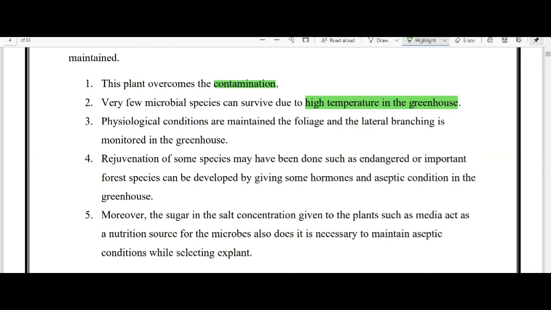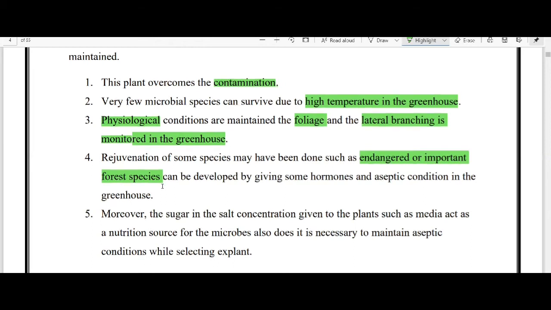Physiological conditions are maintained. Conditions like temperature and humidity are all maintained in the greenhouse. So the foliar growth and the lateral branching are also very high, or up to the mark, in the greenhouse. Rejuvenation of species may be done, such as important endangered species or important forest species can be developed by giving some hormones and aseptic conditions inside the greenhouse.